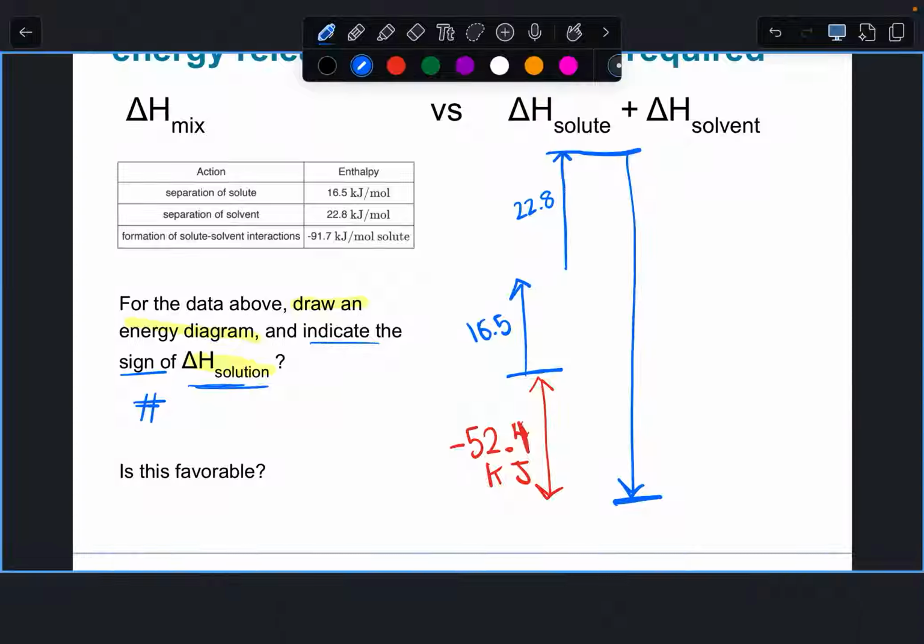last one. So the last one releases, because it's negative, and because they're forming interactions, releases 91.7, which means from start to finish, there's an overall drop of 52.4 kilojoules. So again, this one's exothermic. Yes, it's favorable, has a negative sign. Exothermic.